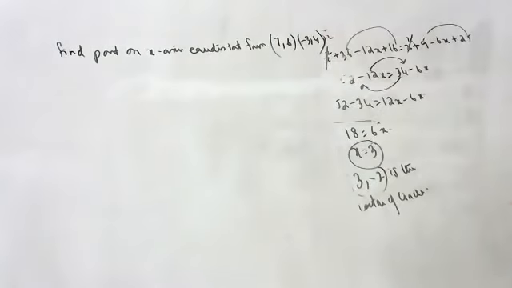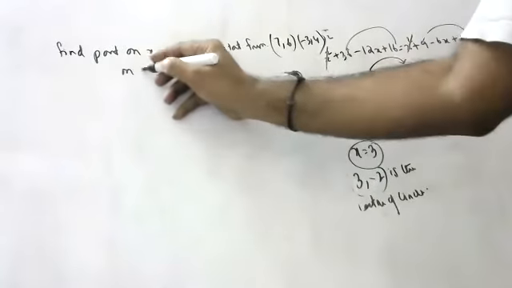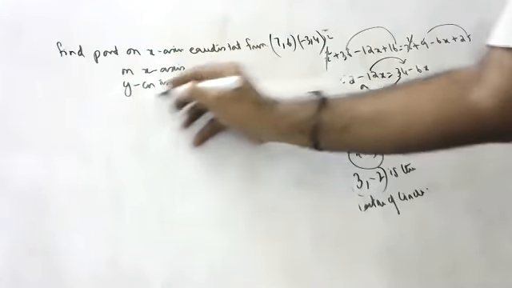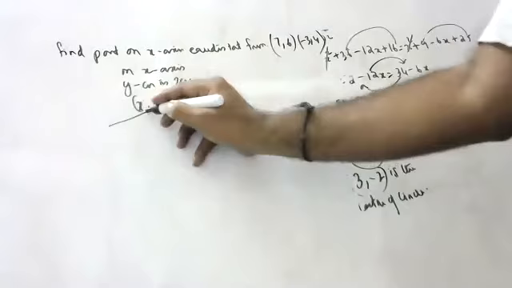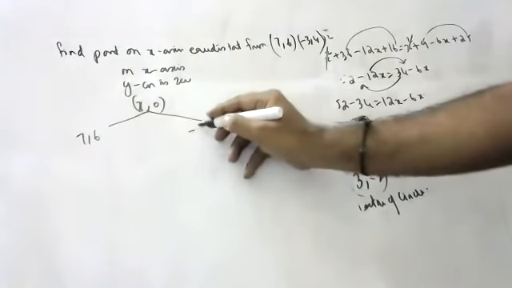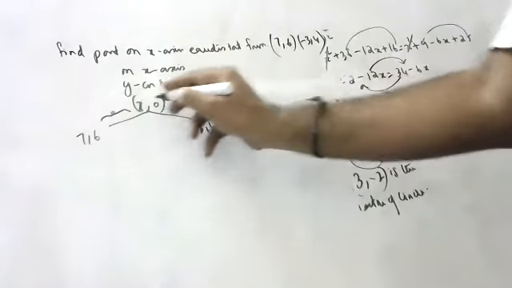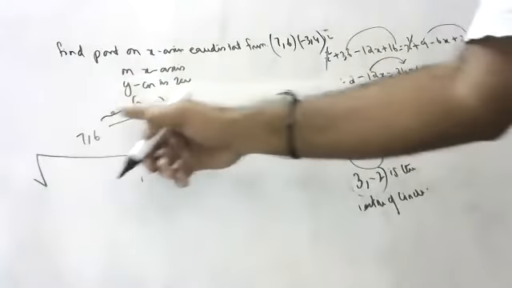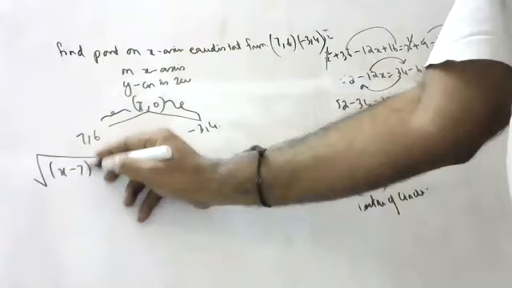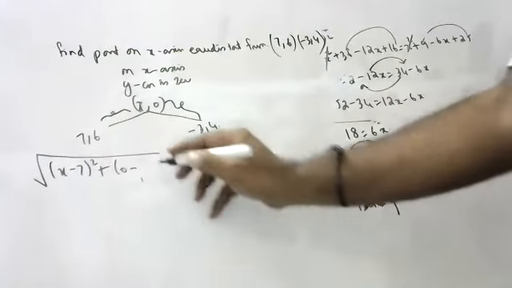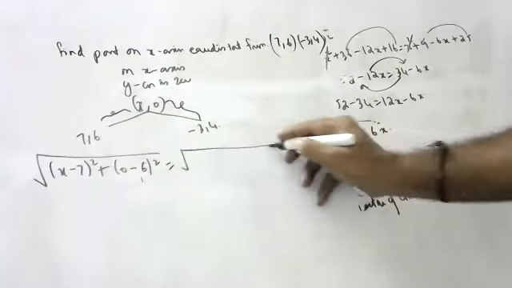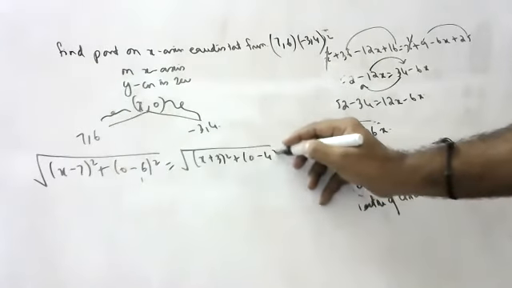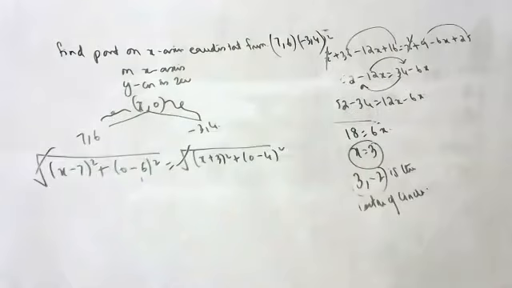Equidistant. What is meant by equidistant, children? On x-axis, y coordinate is 0, means (x comma 0) is equidistant from 7 comma 6 and minus 3 comma 4. So this distance is equal to this distance, you should find out. Children, anyone knows the distance formula? Correct. Root of (x minus 7) whole square plus (0 minus 6) square is equal to root of (x plus 3) whole square plus (0 minus 4) whole square. Okay. Root cancel. Very good.